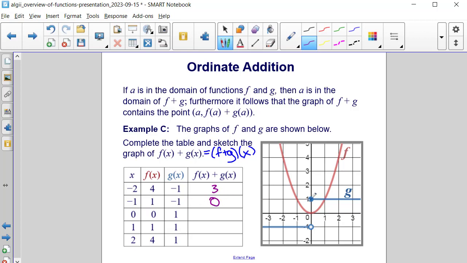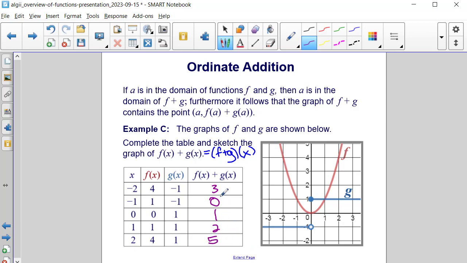When we substitute 0 in, for f, we're at the origin, and for g of x, we're at 1, where the solid circle is filled in, and 0 plus 1 is 1. Now if we evaluate both f and g at 1, we end up having 1 for both those coordinates, and if we add them up, we get a value of 2. For 2, when we evaluate f, we're at 4. When we evaluate g, we are at 1. And when we add them together, we get a value of 5.